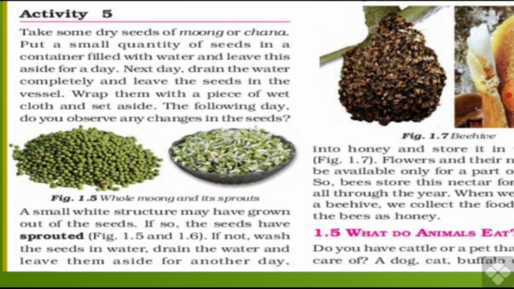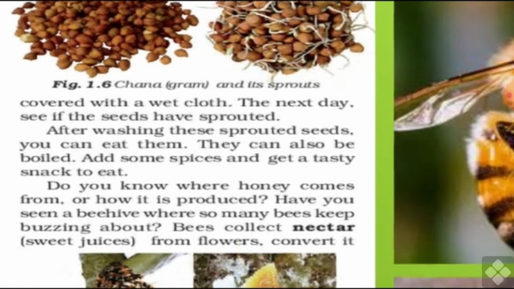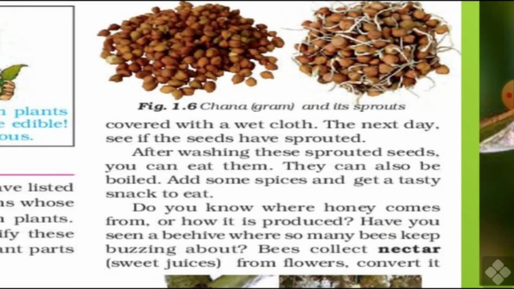If you don't see the sprouts in the grains, you again wash the seeds, pour out the water and leave it aside for another day. Then when you cover it with a wet cloth, the next day you can see the seeds sprouted. In this picture you can see the chana dal and its sprouts. After washing these sprouted seeds, what can you do with them? They are really nutritious and yummy too. You can boil them or eat them raw, adding some spices, so that it can be a really healthy snack to eat.